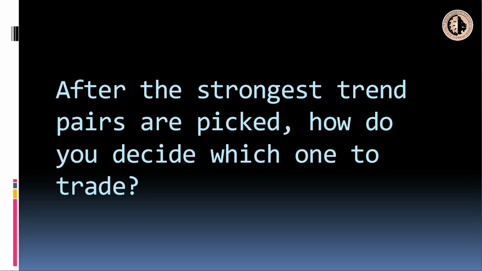Now, in this tutorial, we'll be looking at what you do after the strongest trend or the strongest trend pairs are picked. How do you decide which one to trade? In the previous tutorials we looked at how to pick the strongest pairs and we discounted some. Now that we've got the strongest ones, or what we think are the strongest ones, how do we decide which one to trade?